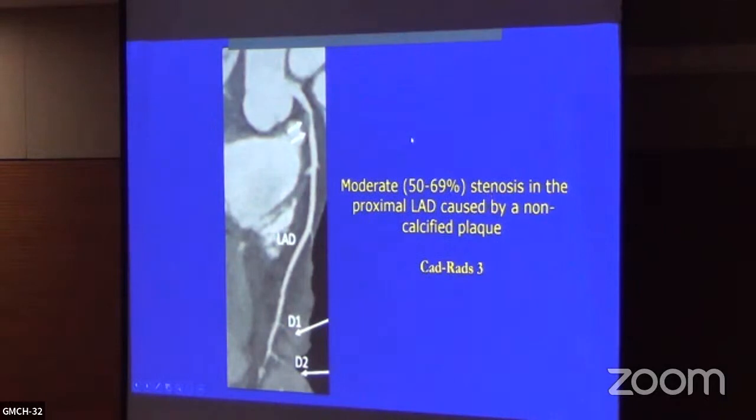So let's see one or two examples. So this is stenosis, again in the proximal LAD, which is around 50 to 69% in the proximal LAD because of a non-calcified plaque, CAD-RADS 3. So if you just mention CAD-RADS 3, it is not telling you about the type of plaque. So remember, CAD-RADS reporting does not replace your description.